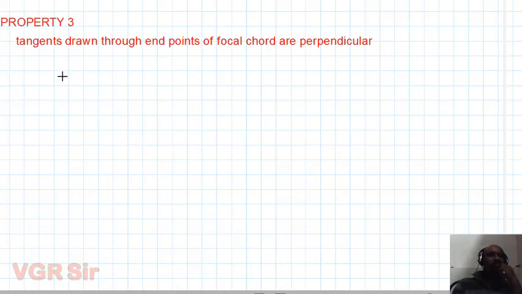Okay students, our next property: tangents drawn through the endpoints of a focal chord are perpendicular. This is property number 3.